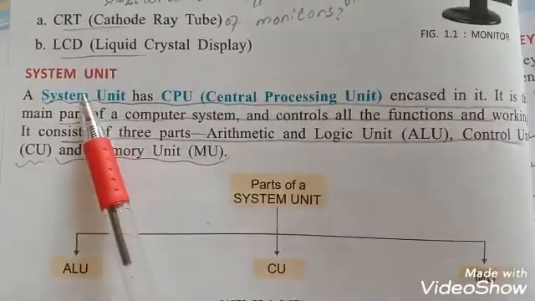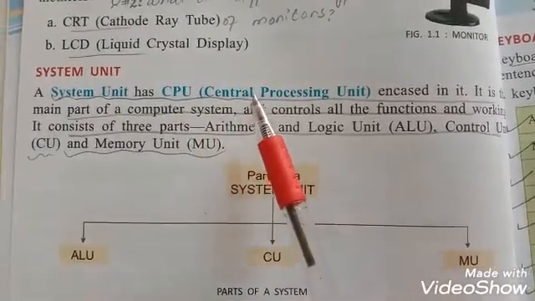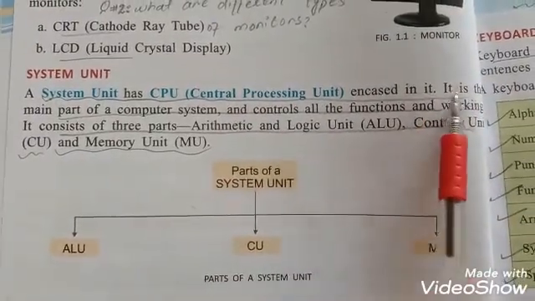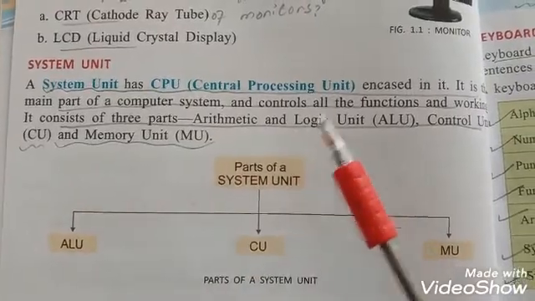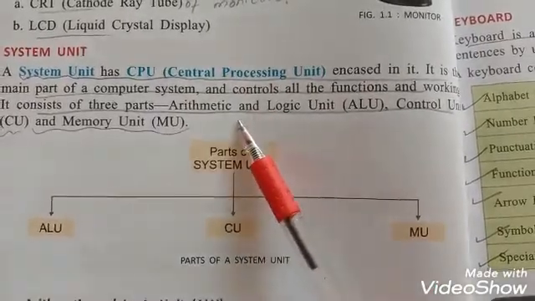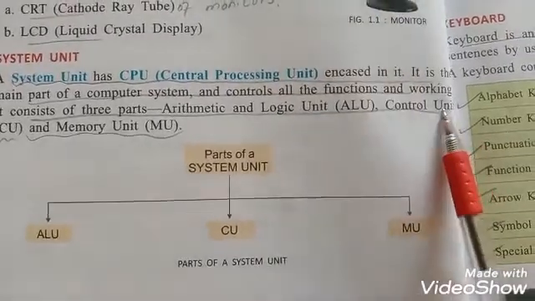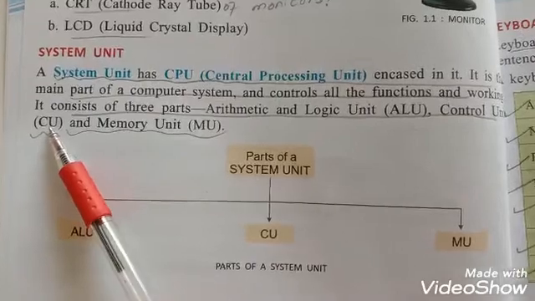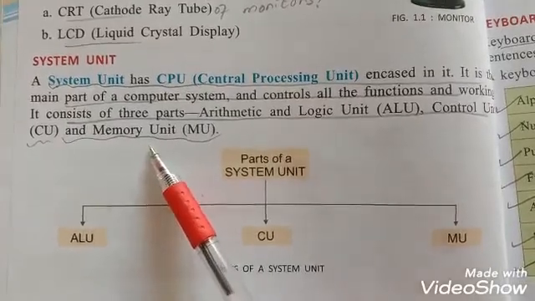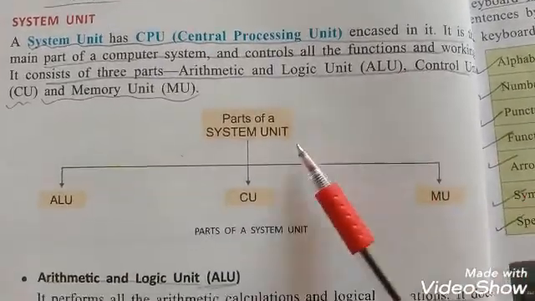Now we discuss about system unit. System unit has CPU. CPU means central processing unit. It is a main part of computer system and controls all the functioning and working of a computer. It consists of major 3 parts. First one is ALU. ALU stands for arithmetic and logical unit. Second one is CU. CU stands for control unit. And last one is MU. MU stands for memory units. Our computer works on 3 basic parts of system units.